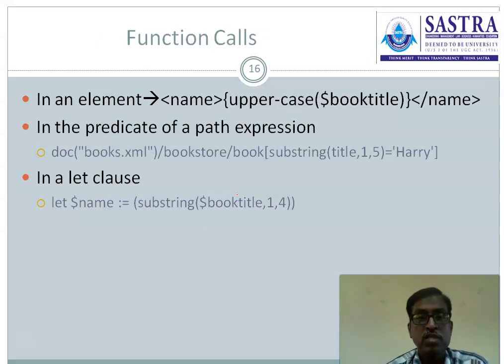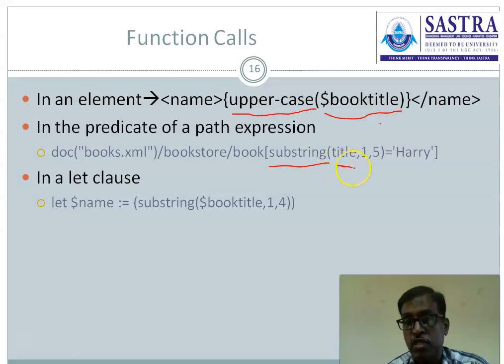And then function call. We can define functions, or predefined functions can be called. If you want to call a function, for example to display all titles in uppercase, I can make use of uppercase of $book title, that can be defined. So all book titles can be displayed in uppercase. For example, if you want to include the function call statement within the predicate of a path expression, then we need to use square brackets.